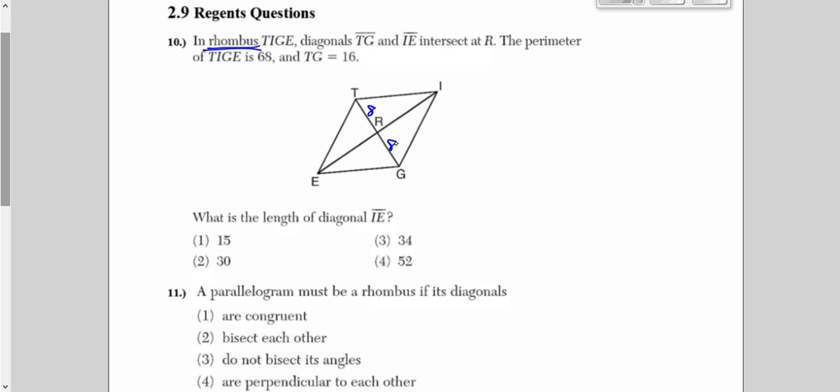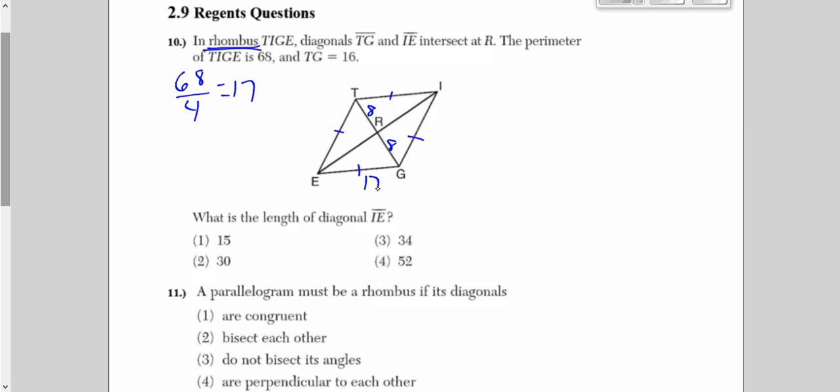What's a perimeter made of, guys? All the sides added up. What do you know about the sides of a rhombus? Well, they're all congruent, right? So could we find the length of each side if we know the perimeter? How? So what is 68 divided by 4? 17. So we'll put a 17 down there.